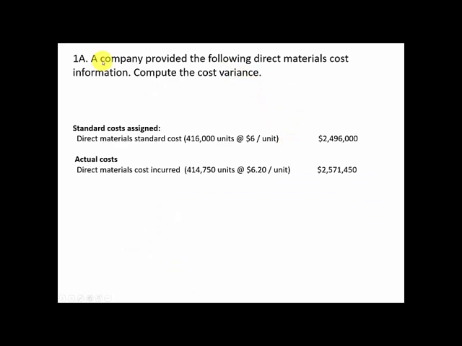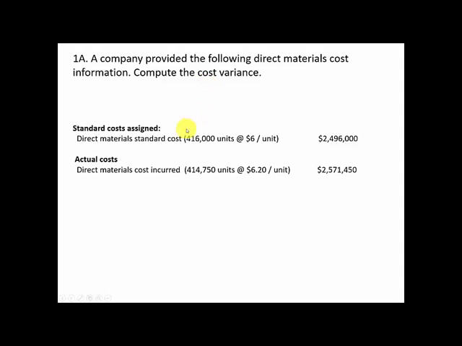Question 1A. The company provided the following direct material cost information, and they want you to compute the cost variance. The cost variance, another way to say that would be the total variance. And so what you're trying to do is compare everything at standard with everything at actual cost, and that difference between everything at standard and everything at actual is considered the total cost variance.